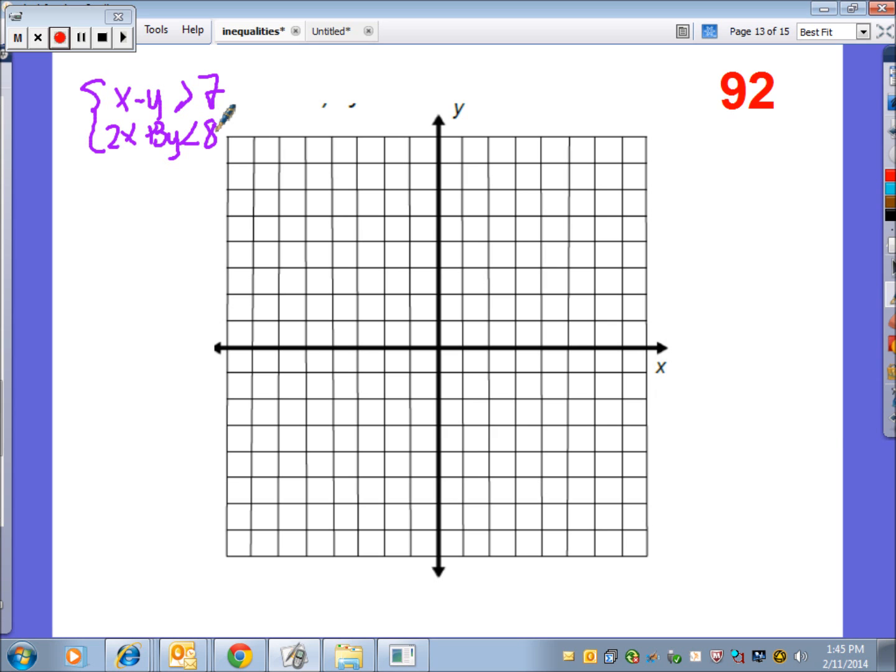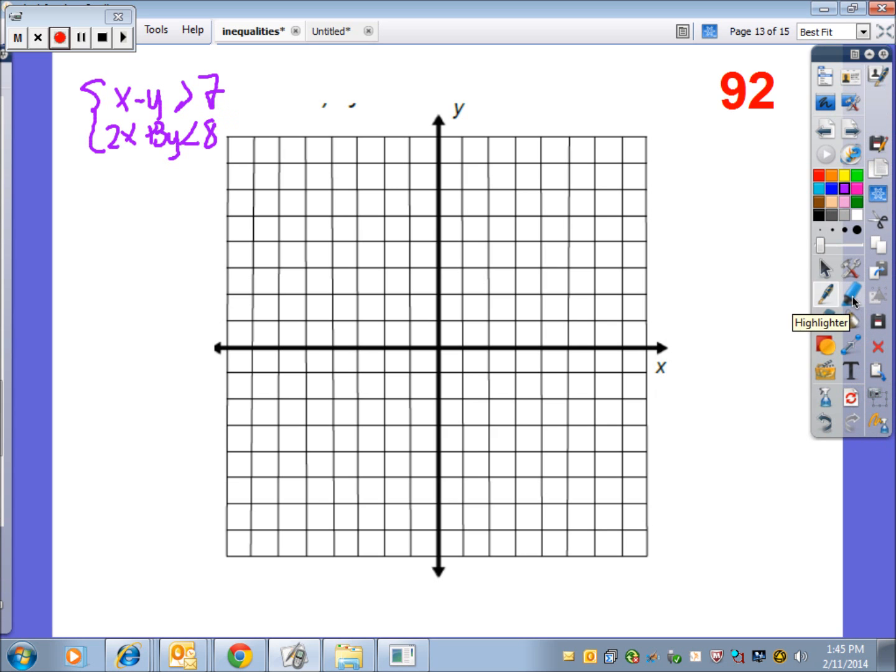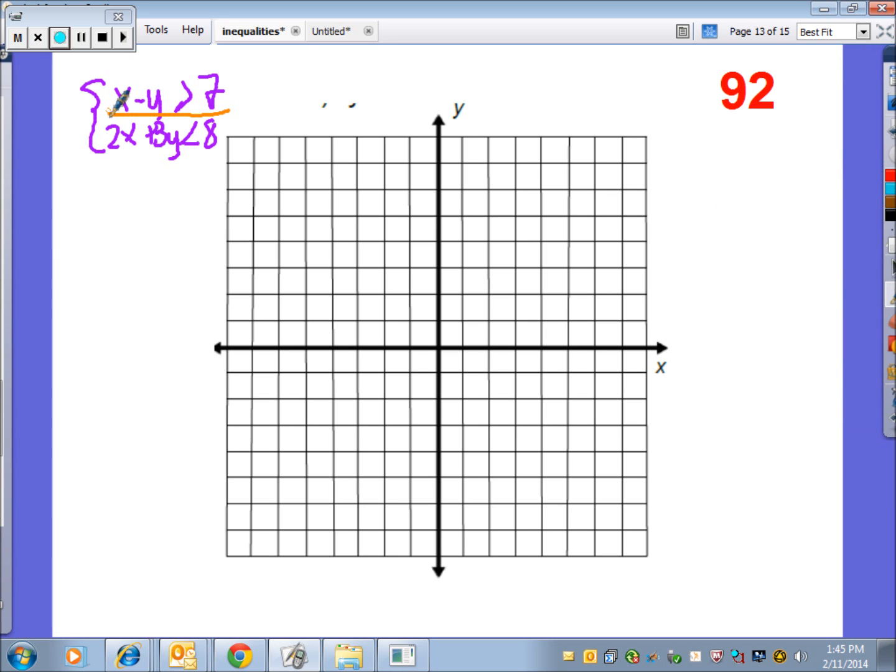I like to use colors when I do this. If you want to also use colors, get some color pencils or some markers or just a highlighter maybe. I'm going to graph the first equation in orange. 7 divided by 1 is 7. 1, 2, 3, 4, 5, 6, 7. Remember, you have a 10 graph. I only have an 8 graph up here. 7 divided by negative 1 is negative 7. 1, 2, 3, 4, 5, 6, 7. And we have a dotted line.